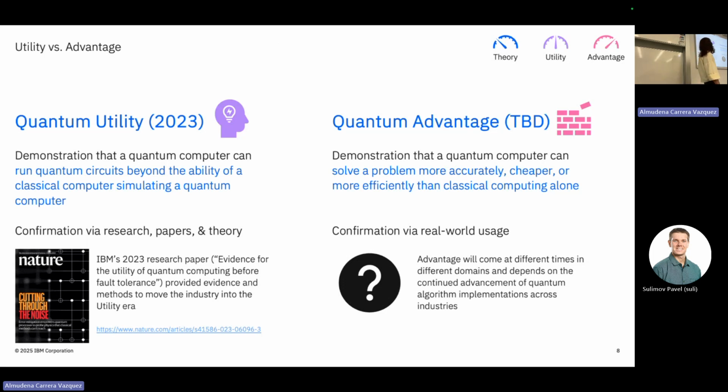Now, I will go a bit more into this utility, but what we expect is that in the near future, there will be claims of advantage, and it will be a bit of a back and forth between the classical community and the quantum community. So we come up with an algorithm and say, here, we ran it, we achieved quantum advantage. And then the classical community will come up with better algorithms to push the boundaries. So we expect that it will not be that we achieve quantum advantage and that's it. We expect it to be a bit of a back and forth, and at some point, it will be quantum advantage.